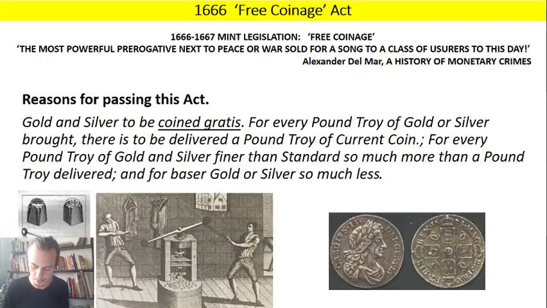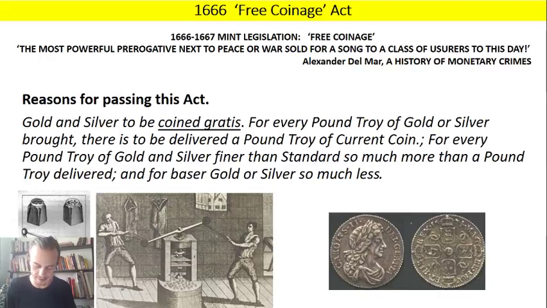The act provided that anyone could bring gold or silver or bullion to the mint and have it refined and stamped into coins for free. So this takes away the king's power of seigniorage, of making money over producing money, and puts this into the hands of the bankers rather than the crown.